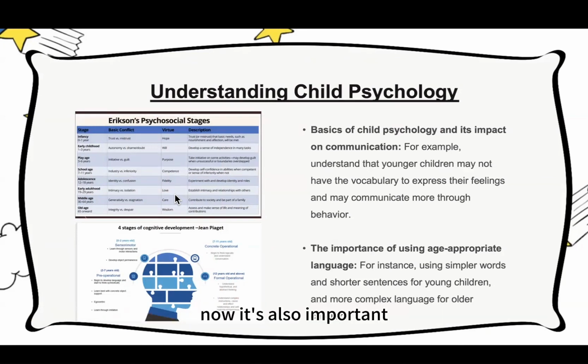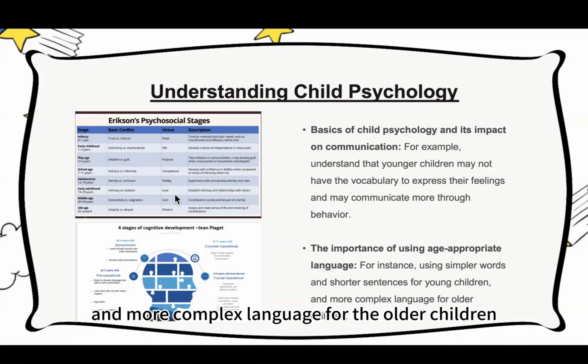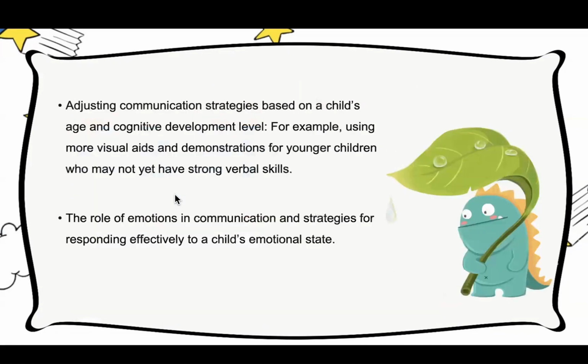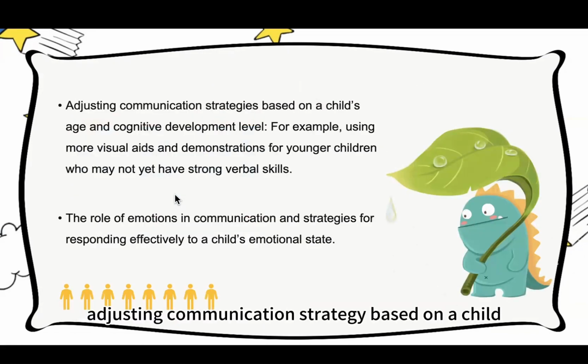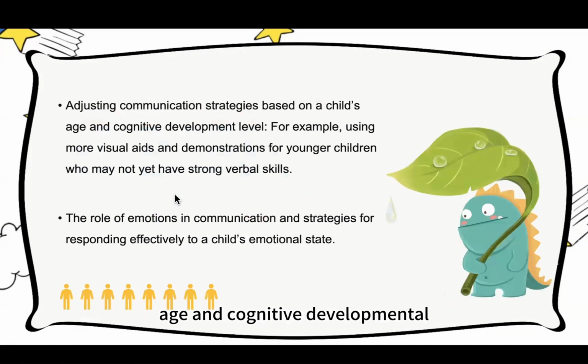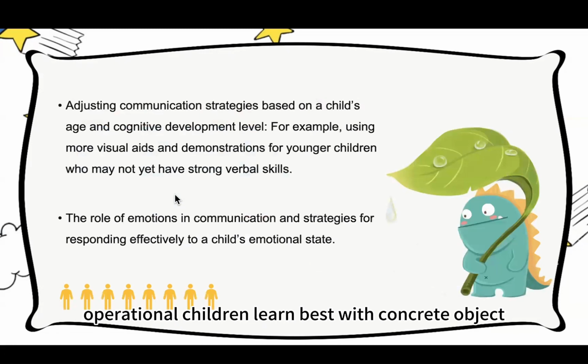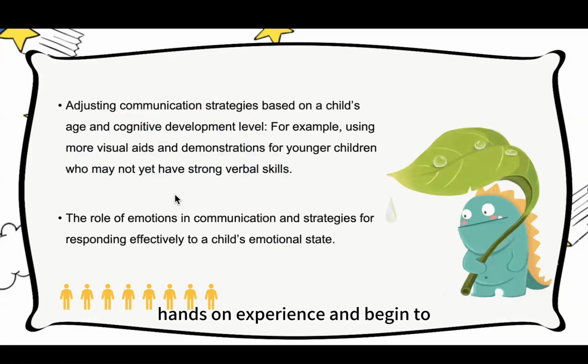Now, it's also important for us to use age-appropriate language, especially with young children. For instance, using simpler words or shorter sentences for young children and more complex language for older children. Moving on, adjusting communication strategy based on a child's age and cognitive developmental level. For example, in the pre-operational stage, children learn best with concrete objects and hands-on experience, and begin to understand symbols. Therefore, we use more visual aids and demonstrations for younger children who may not yet have strong verbal skills to communicate effectively.